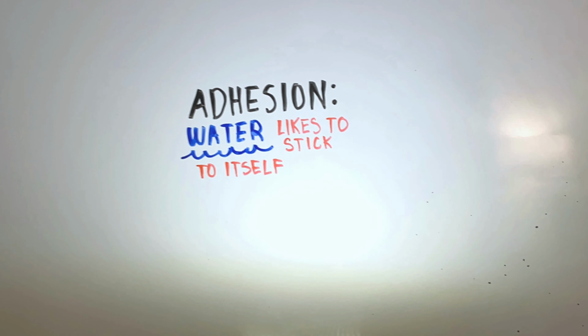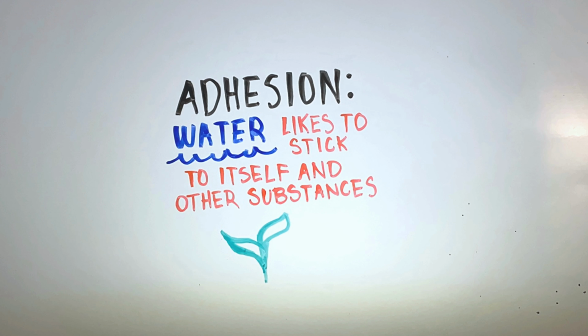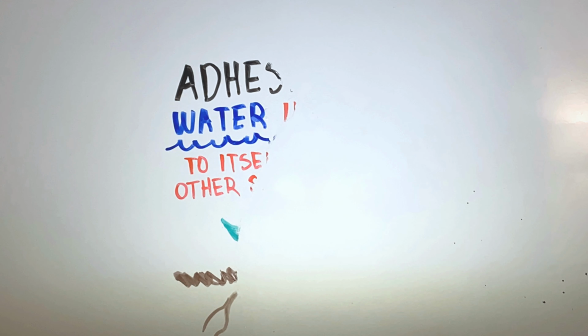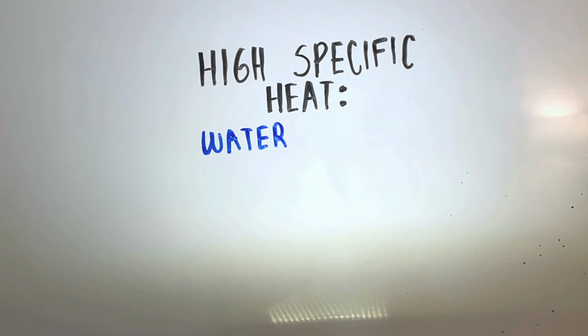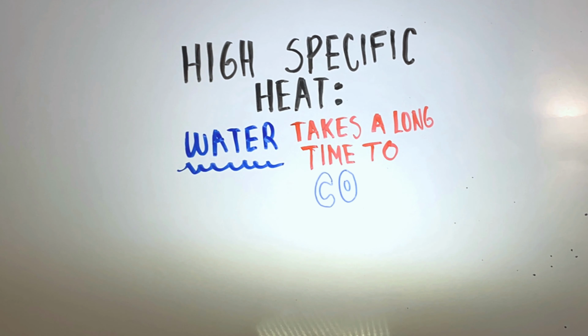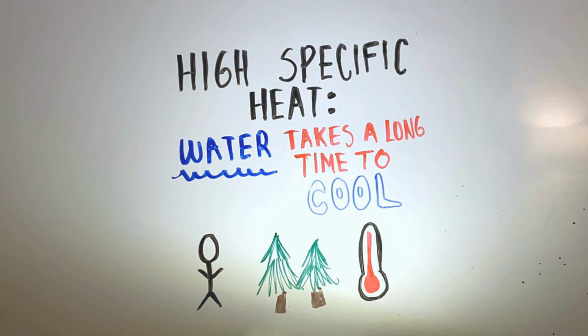Adhesion. Water likes to stick to itself and other substances, like when plants pull up water from their roots. High specific heat. Water takes a long time to cool. That's why it can regulate temperature in organisms and the environment.